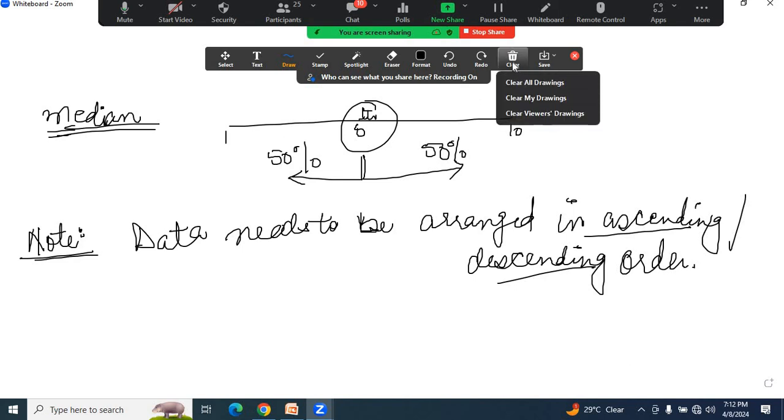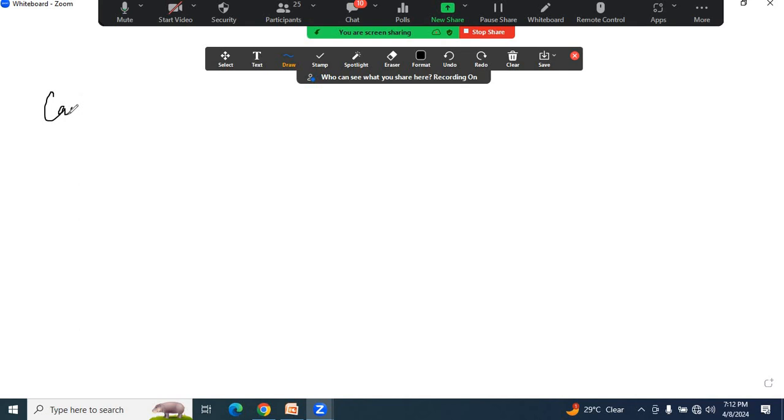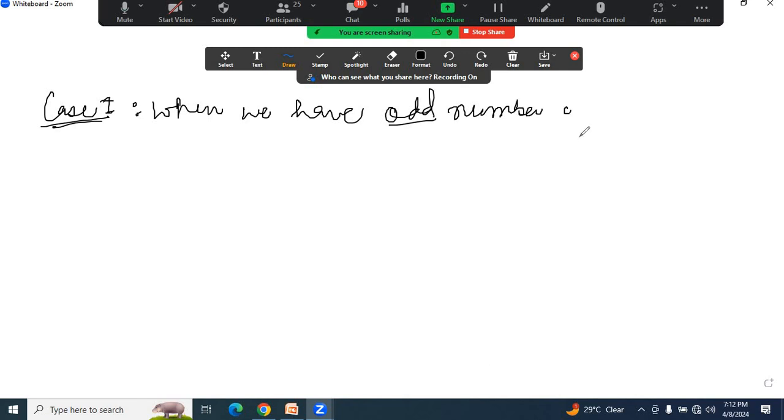Okay, so let's start with the application part. Case 1, when we have an odd number of observations. When we have odd, I hope children you know about odd and even. I think everyone must know odd and even. Odd numbers are those which do not come in the table of multiples of 2, and even numbers are those which come in the multiples of 2.